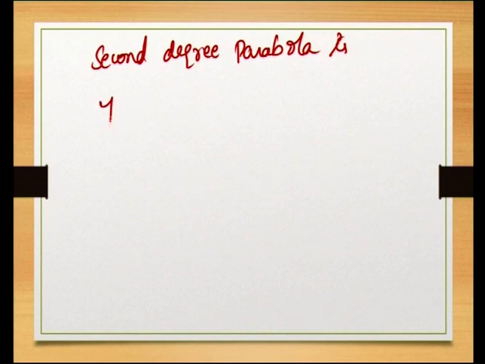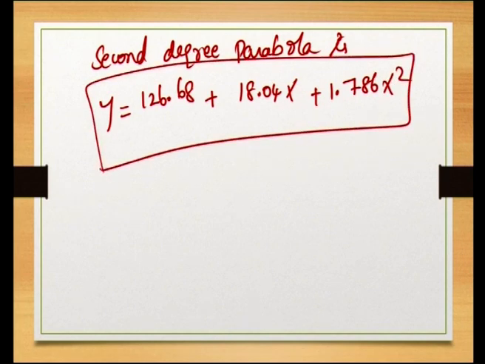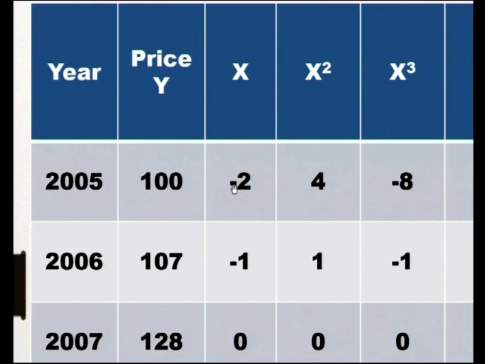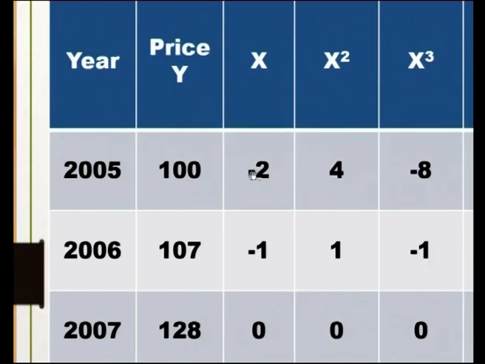Okay. The second degree parabola is obtained by just substituting the A, B, C values. The second degree parabola is y is equal to 126.68 plus 18.04x plus 1.786x square. Okay. This is the second degree parabola. Now, for computing the trend values, we have to substitute their corresponding x value. Corresponding to x is equal to minus 2 for the year 2005, we have to compute the corresponding value as 97.744. For the year 2005, x is minus 2 and x square is 4.